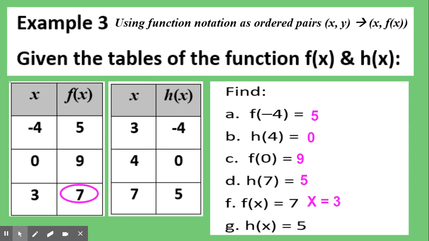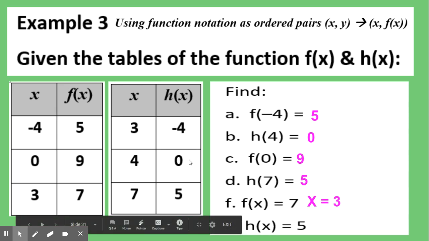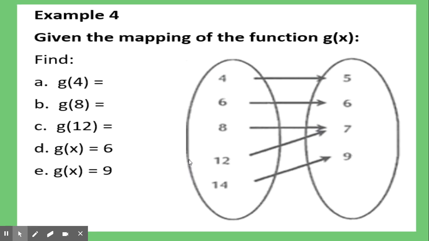So f of x equals 7, your x value is 3. H of x equals 5. I find where my y is 5, and my x value there would be 7.